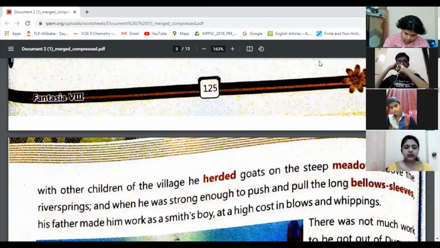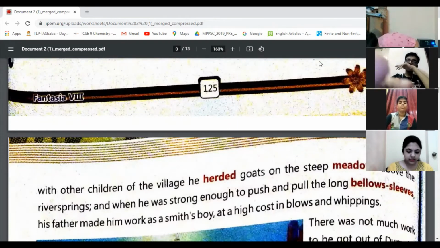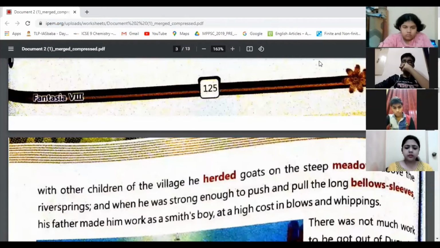And when he got enough strength to operate that pump, his father thought that it was the right time to take the boy and train him as a smith boy. A smith boy means an assistant or a helper. He wanted his son to work as an apprentice so that he could get trained to become a bronze smith one day. So his father thought that was the correct time to teach him everything about the work of a bronze smith.